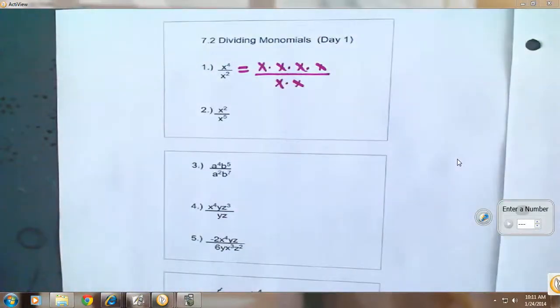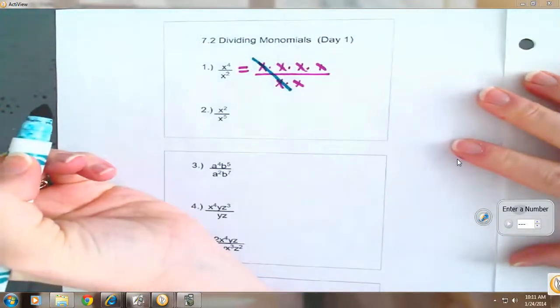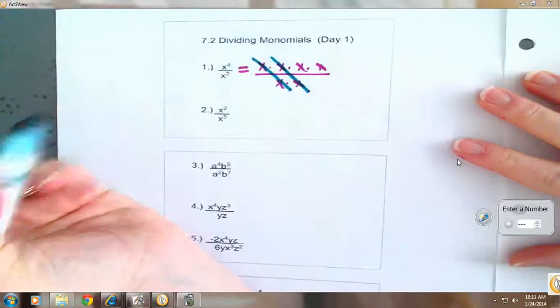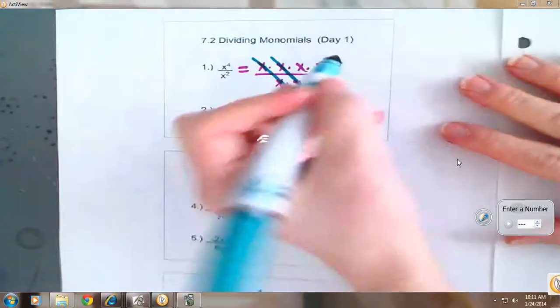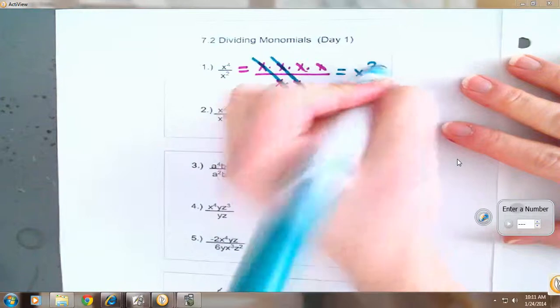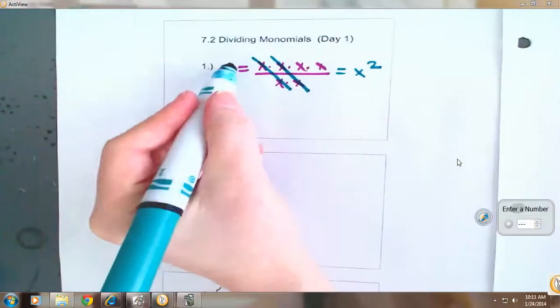Now, when we're dividing, we try to cancel out, don't we? Well, we can cancel out 1 x in the numerator with 1 in the denominator. We can cancel out another 1 from the numerator and denominator. Well, how many x's are we left with? 2. So we would write it as x squared. And of course, there's an easier way to get to that answer, isn't there? Instead of writing that out, we would take 4 minus 2.